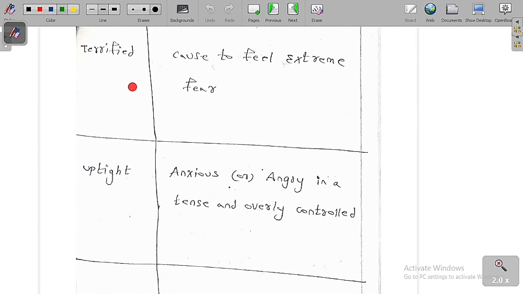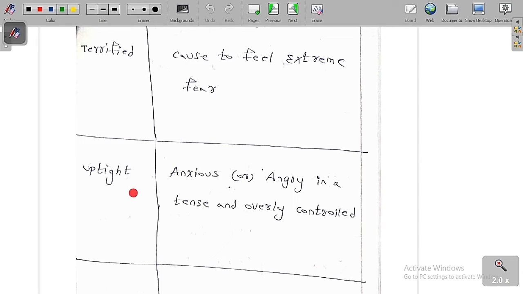So now we'll discuss another word. In the options they have given terrified. Terrified means caused to feel extreme fear. See, you are very afraid. So terrified means you are very much afraid because of something. Something very bad has happened to you, so you are very afraid. Therefore, terrified means caused to feel extreme fear. Means you are not showing any anger, but you are very afraid.